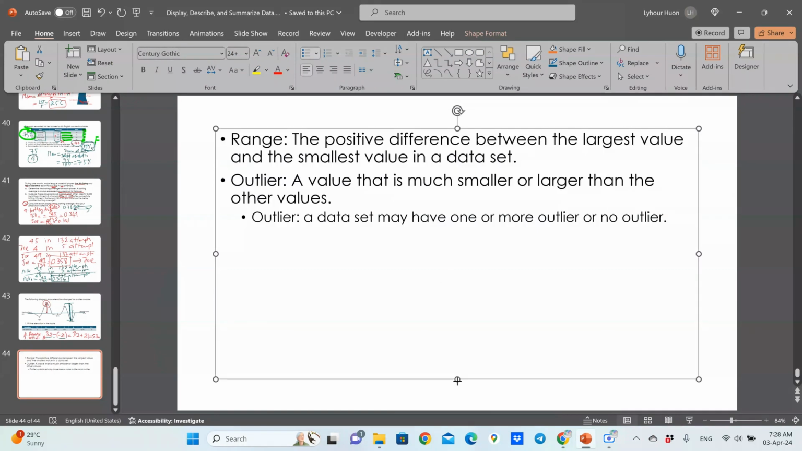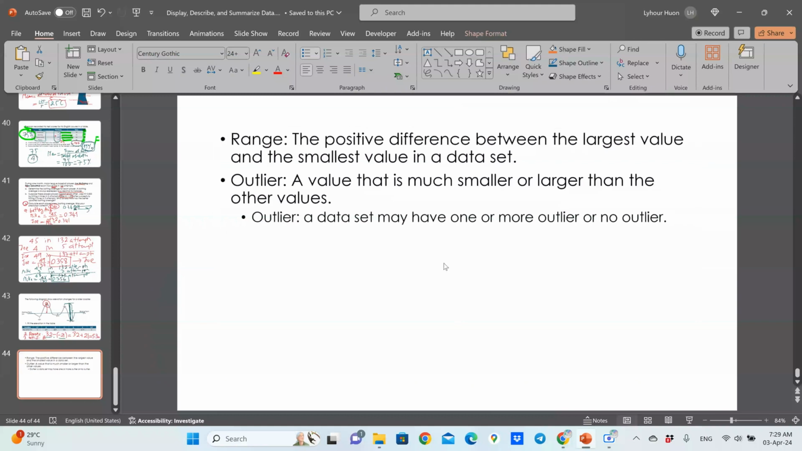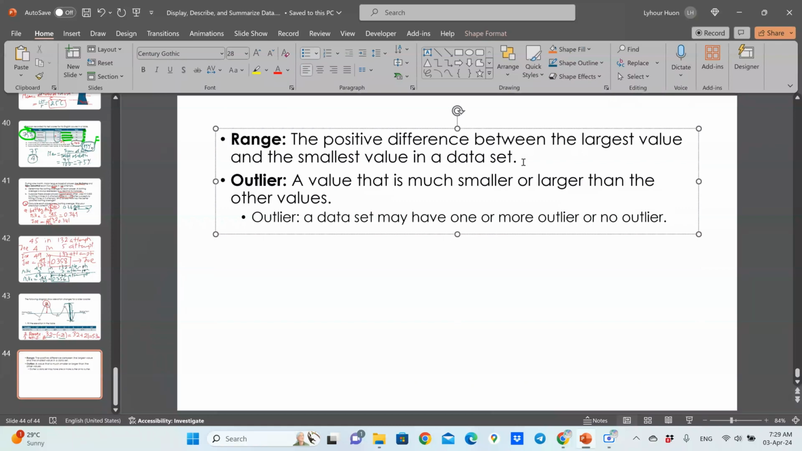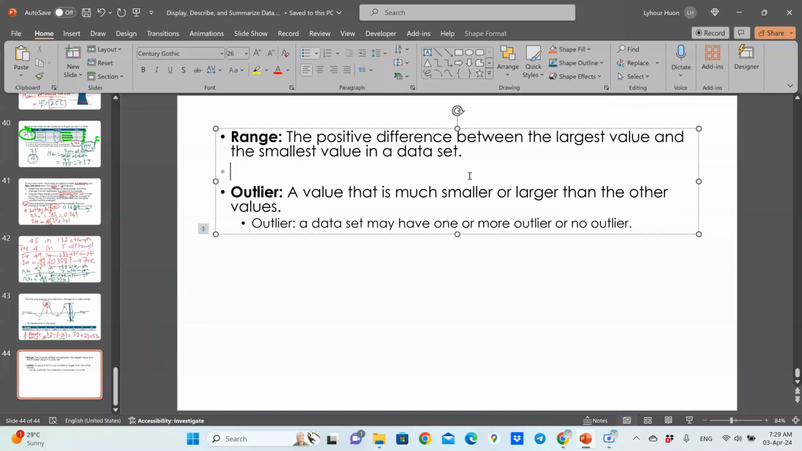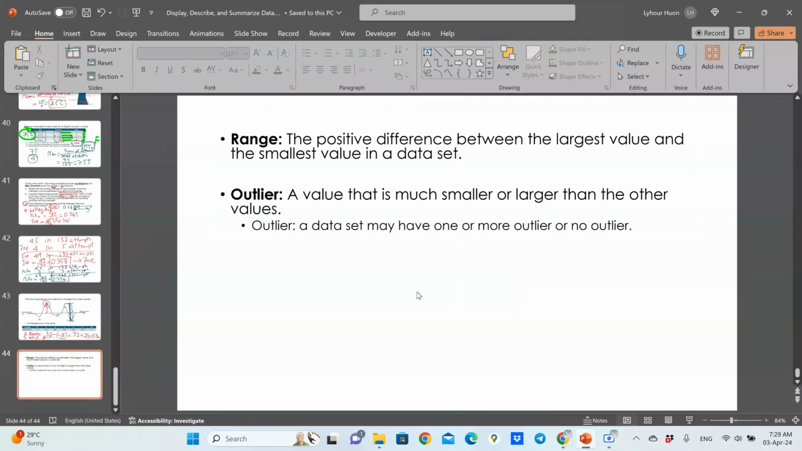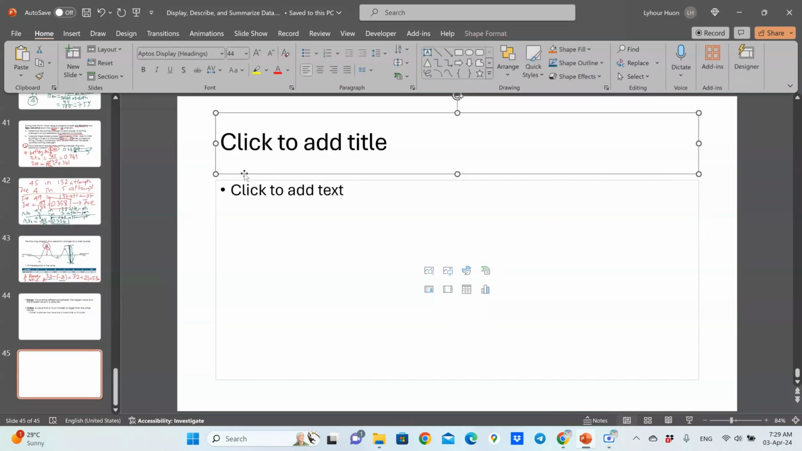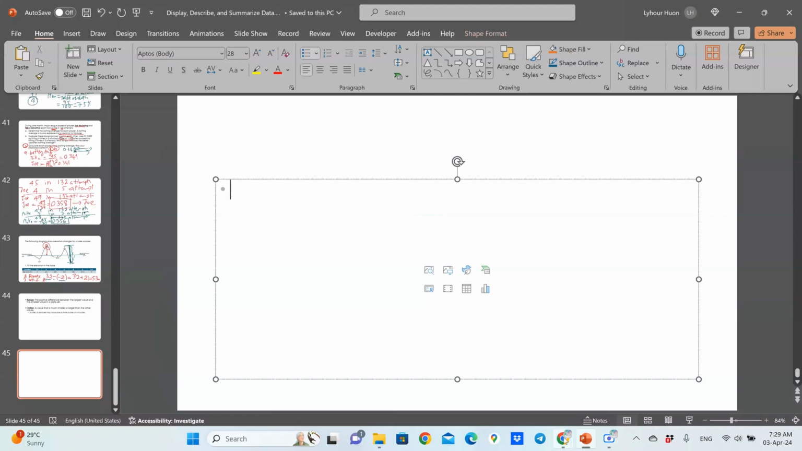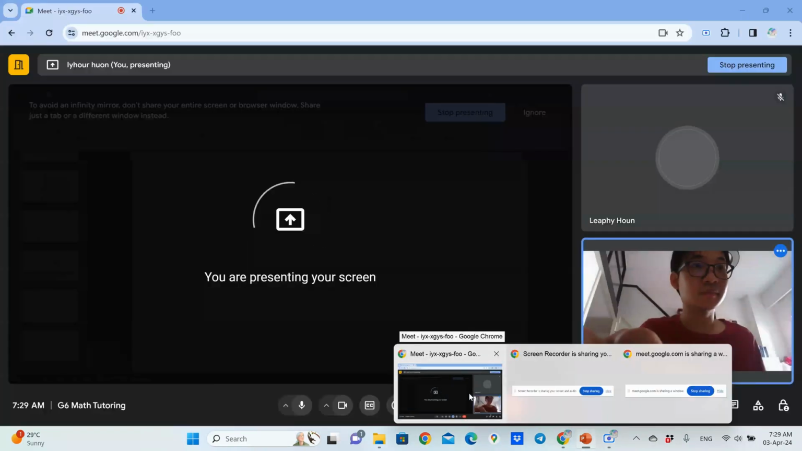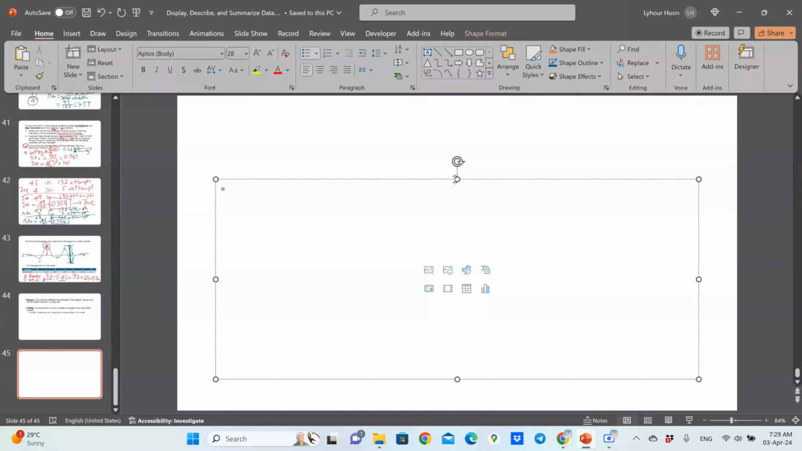Okay, so this is the definition for range and outlier. Okay, let's put this up. So, range and outliers. Okay, let's give an example. The first example here.